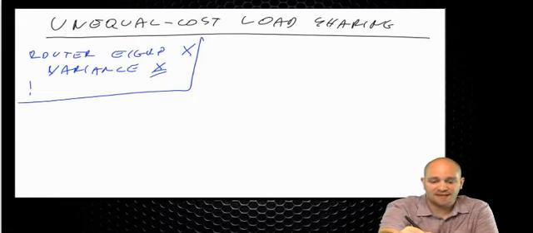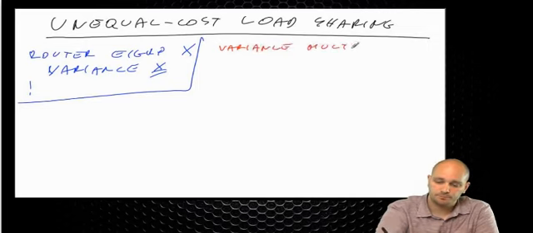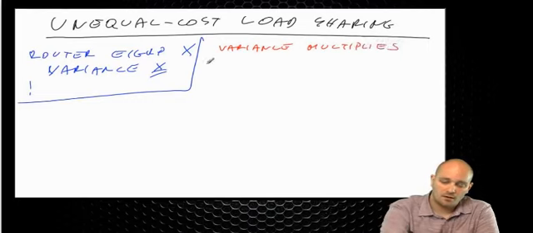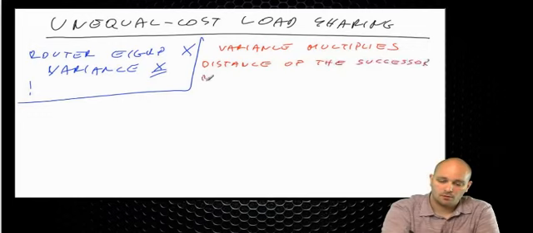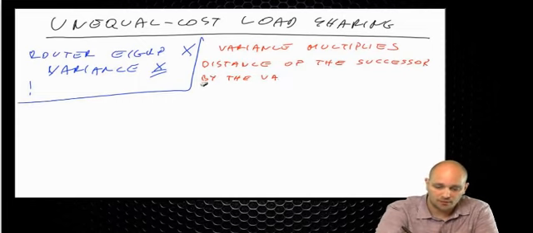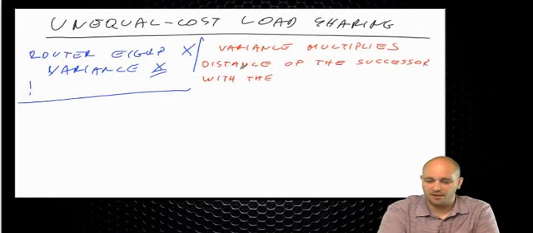So what is variance X going to do? Variance multiplies the distance of the successor route by the value specified, or I should say with the value. English is not my first language, apologies. Or maybe it is by, but it doesn't matter. Variance multiplies the distance of the successor with the value of variance.